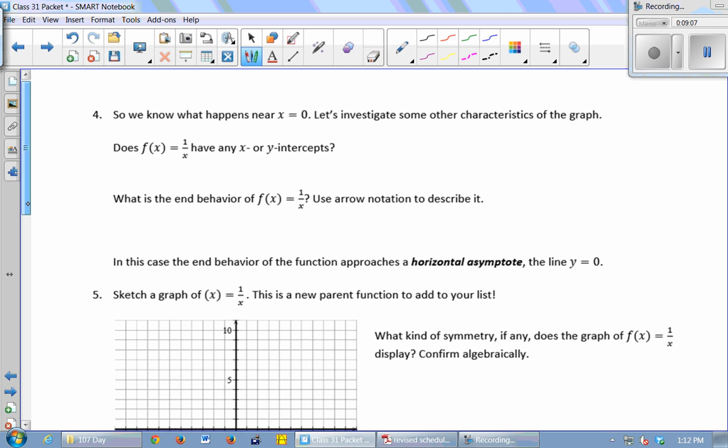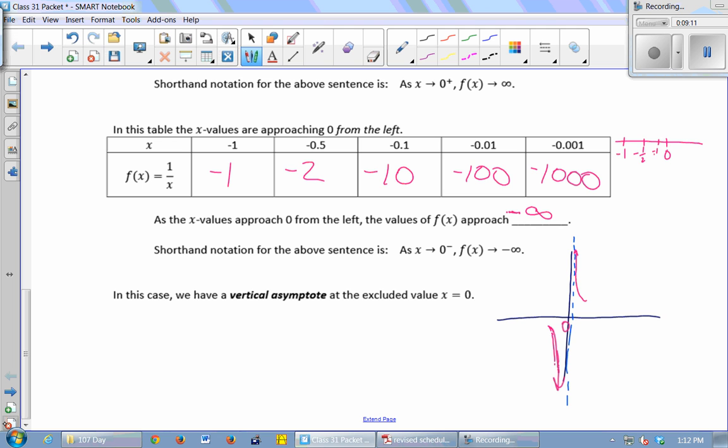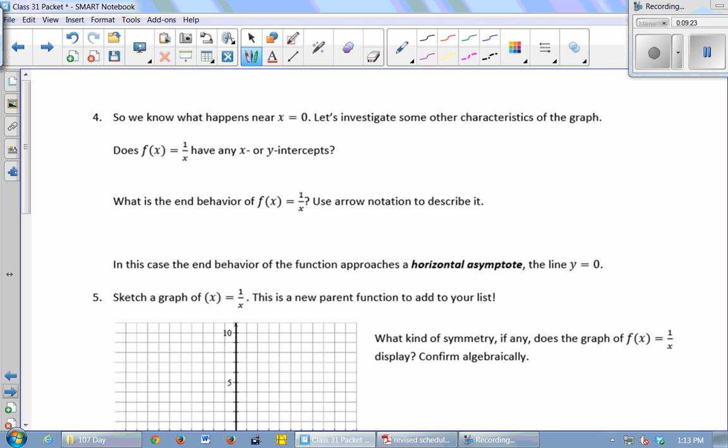All right, so now we know what happens near x equals 0, right? So I kind of drew what happens near x equals 0. I kind of know, like from -1 to 1, what happens. But I want to find out what happens elsewhere. Analyze the rest of the behavior of the graph. All right, so does 1 over x have any x or y intercepts?